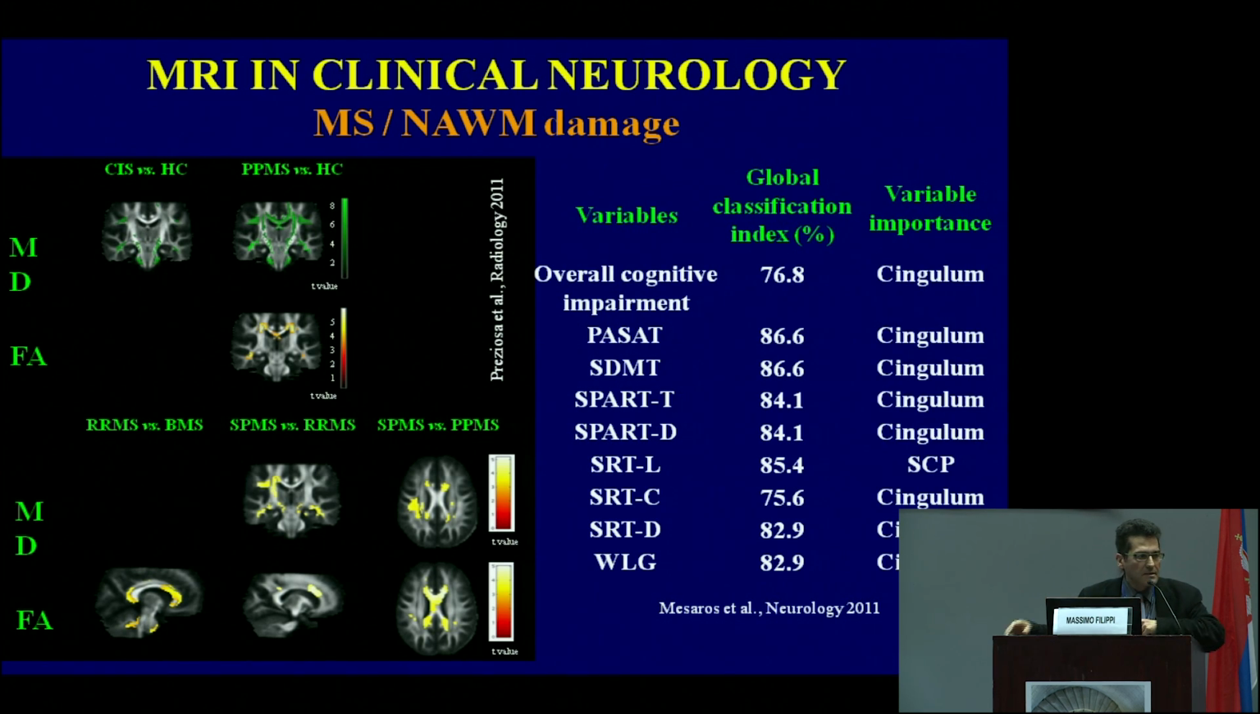And she showed that the damage to the cingulum was related to overall cognitive impairment as well as to performance at different tests, almost all tests, with an ability to explain the variance of cognitive impairment, which was close to 80% or more. So again, a technique which allows you to open a sort of window on the general brain damage in patients with MS, which might be a simple measure to assess many patients, for instance, in the context of clinical trials.